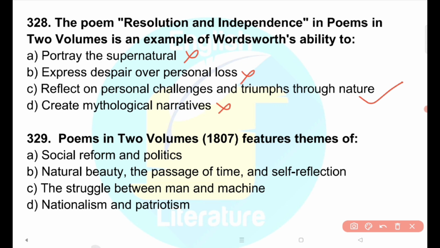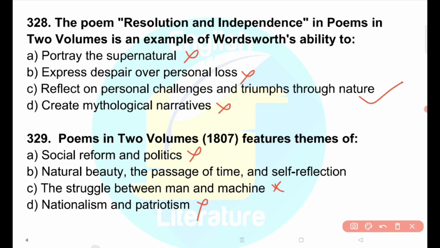Poems in Two Volumes, 1807, features themes of... Option A, social reform and politics. Wordsworth's focus had shifted away from politics after the 1790s. Option C, the struggle between man and machine. This is more of a Victorian era theme. Wordsworth focused on nature and spiritual power. Nationalism and patriotism: while later in life he wrote patriotic poems, this collection is more personal and reflective.